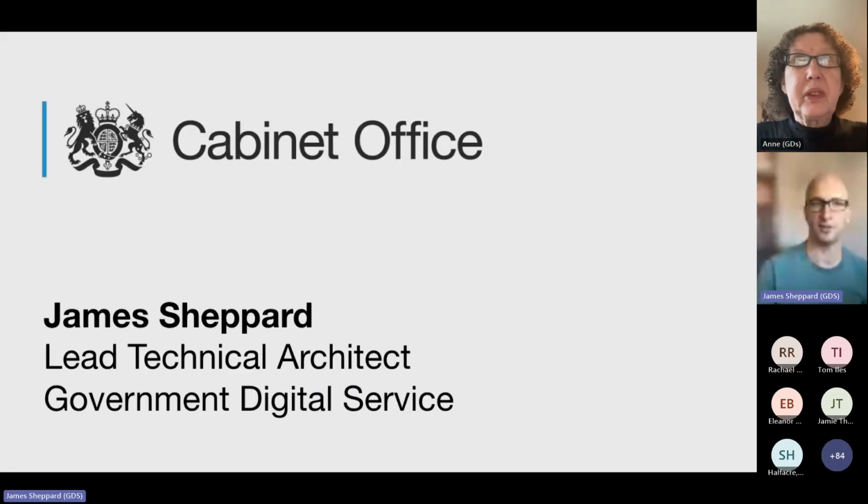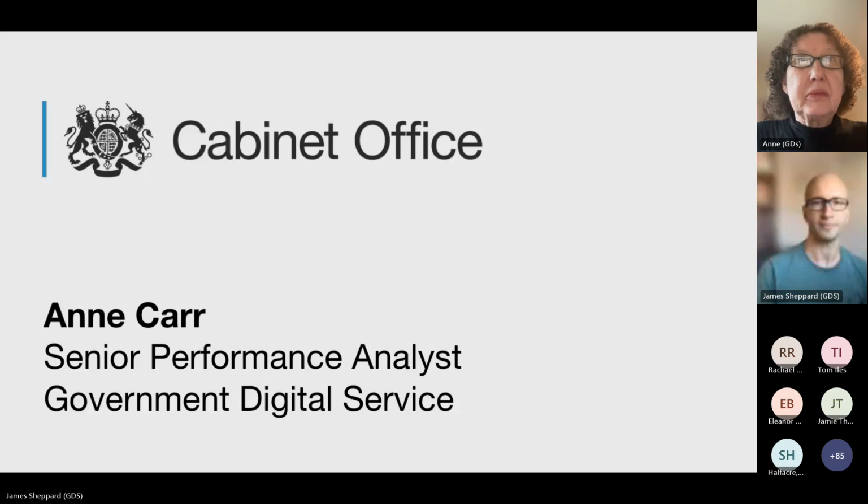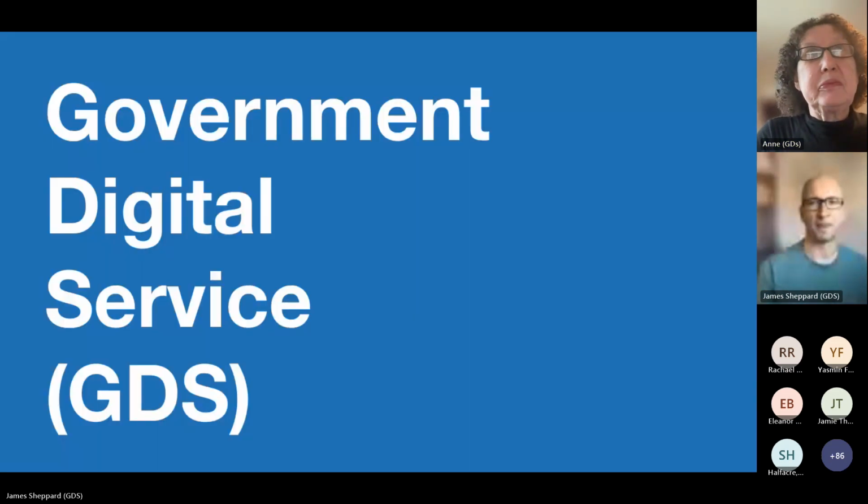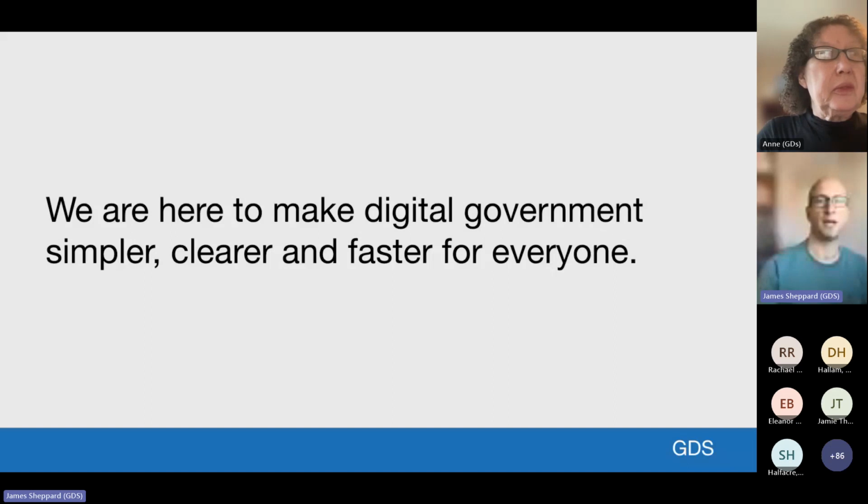I'll introduce myself. My name's James Shepherd. I'm a lead technical architect at the Government Digital Service. And I'm Anne Carr. I'm a senior performance analyst at the Government Digital Service. The Government Digital Service is often referred to as GDS, and we're here to make digital government simpler, clearer, and faster for everyone.